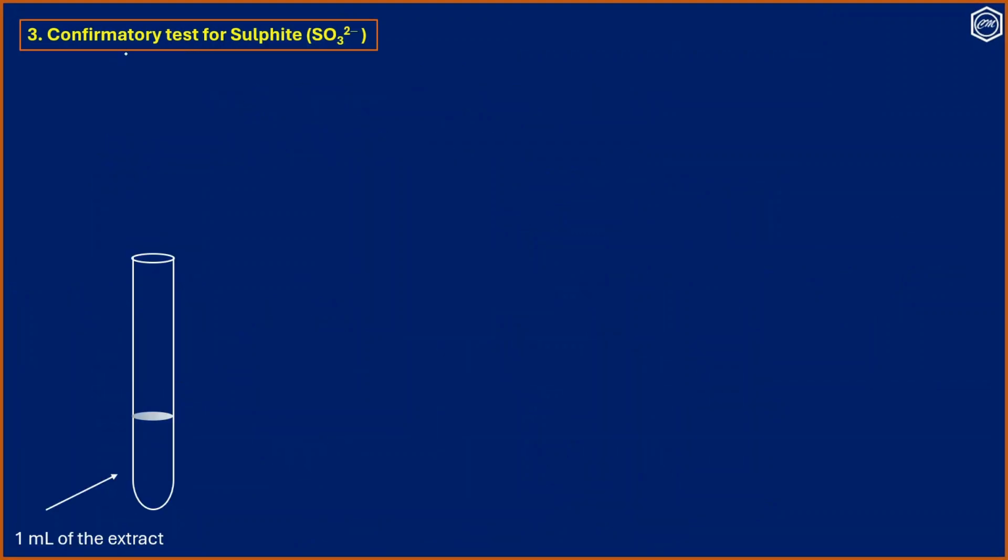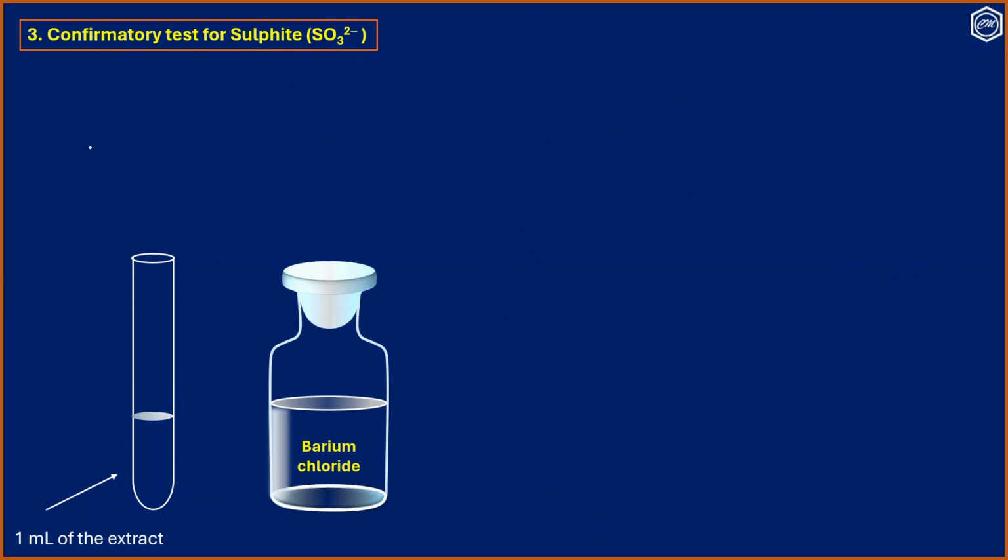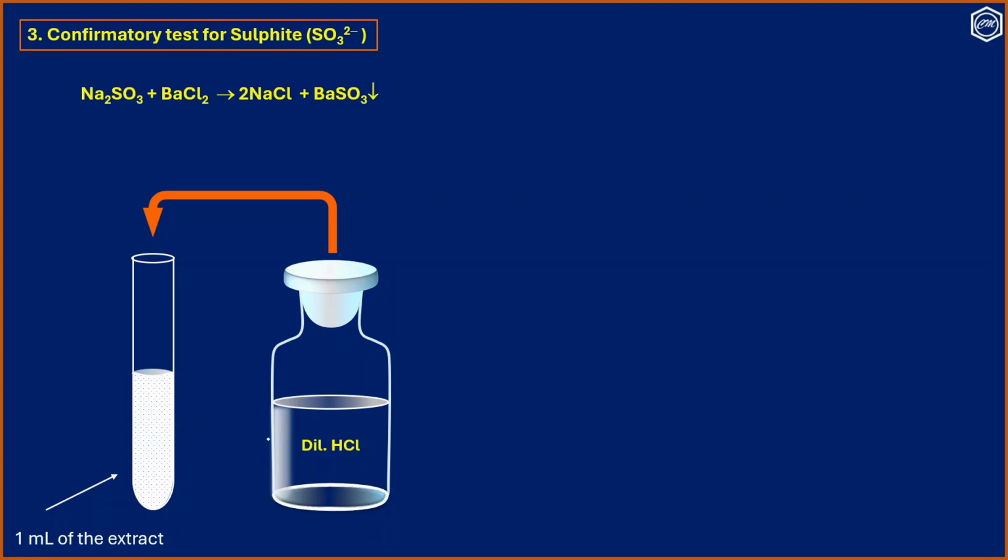For sulfite, there are 2 tests. First, we take about 1 ml of the extract, water extract or sodium carbonate extract, in a test tube and add barium chloride solution. White precipitate appears. Transfer a small portion of this precipitate to another test tube. Now add dilute HCl to the remaining portion of the precipitate. It dissolves, and sulfur dioxide gas also is produced.